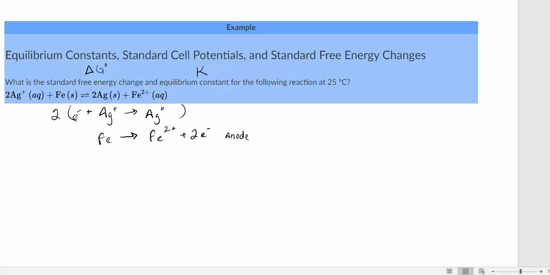Now we know the iron reaction is the anode and the silver reaction is the cathode. We can look up on our table to find that the anode is negative 0.447 volts and the cathode standard reduction potential is 0.7996 volts. So we can find the E naught of the cell. Remember, that is found by taking the E naught of the cathode, and we find that on the table, and we subtract the E naught of the anode. Again, find that on the table.